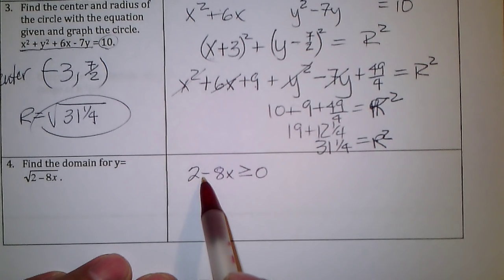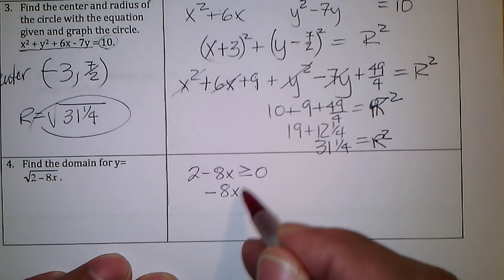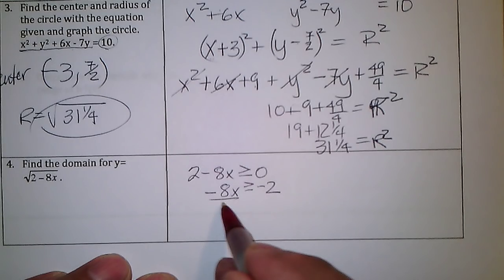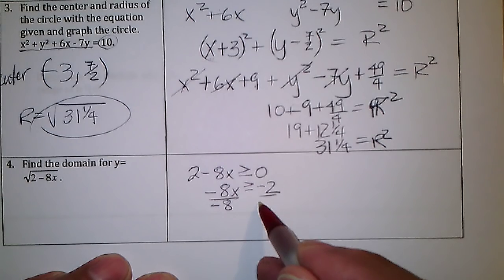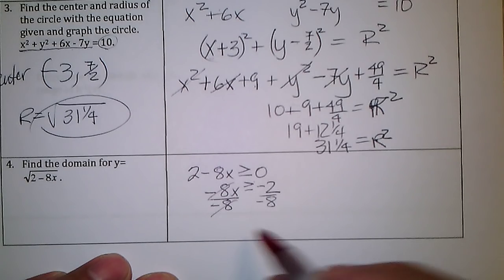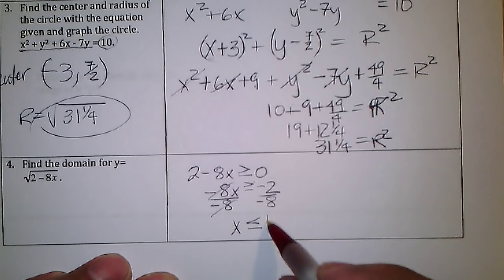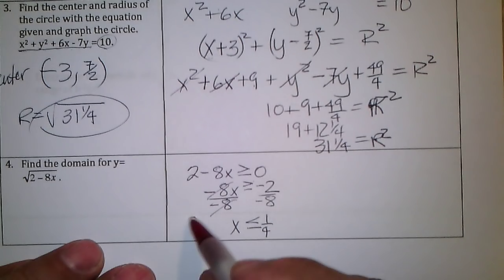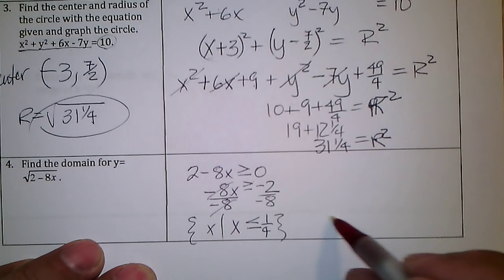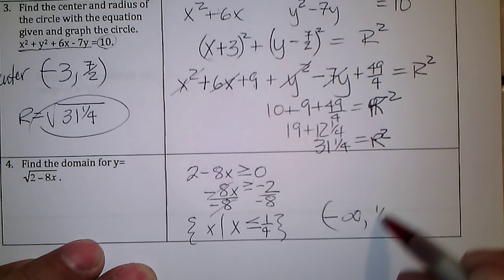Let's subtract 2 from both sides, and we get -8x has to be greater than or equal to -2. Divide both sides by -8. And if I divide by a negative, I have to flip the sign, so I get x is less than or equal to 1/4. So it would be from -infinity up to 1/4.